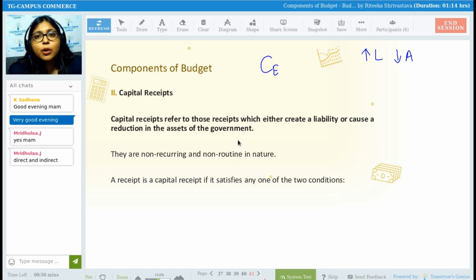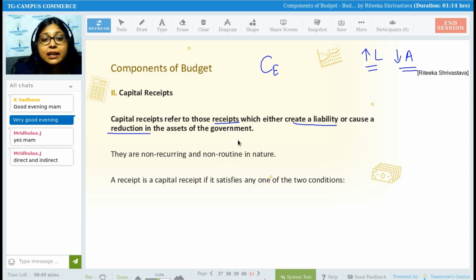If you understand the condition properly, you can easily identify whether a receipt is a revenue receipt or a capital receipt. So understand the logic properly, what happens under revenue receipts and what happens under capital receipts. Capital receipts refer to those receipts which either create a liability or cause a reduction in the assets of the government. They are non-recurring and non-routine in nature.